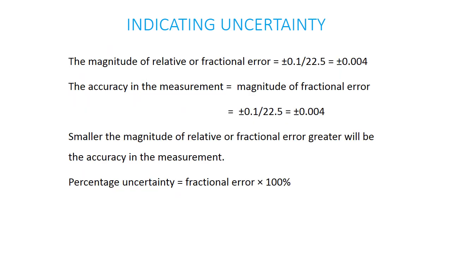The magnitude of relative or fractional error will be equal to plus minus 0.1 divided by 22.5, which is equal to plus minus 0.004. The accuracy in the measurement will be equal to the magnitude of fractional error, which is equal to plus minus 0.1 divided by 22.5, which is equal to plus minus 0.004. Smaller the magnitude of relative or fractional error, greater will be the accuracy in the measurement. Percentage uncertainty will be equal to fractional error into 100%.